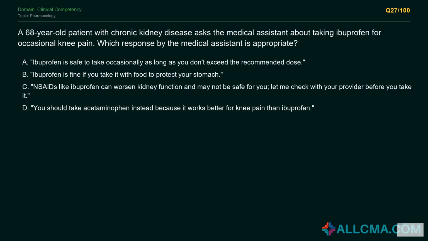Option A, ibuprofen is safe to take occasionally as long as you don't exceed the recommended dose. Option B, ibuprofen is fine if you take it with food to protect your stomach. Option C, NSAIDs like ibuprofen can worsen kidney function and may not be safe for you. Let me check with your provider before you take it. Option D, you should take acetaminophen instead because it works better for knee pain than ibuprofen.